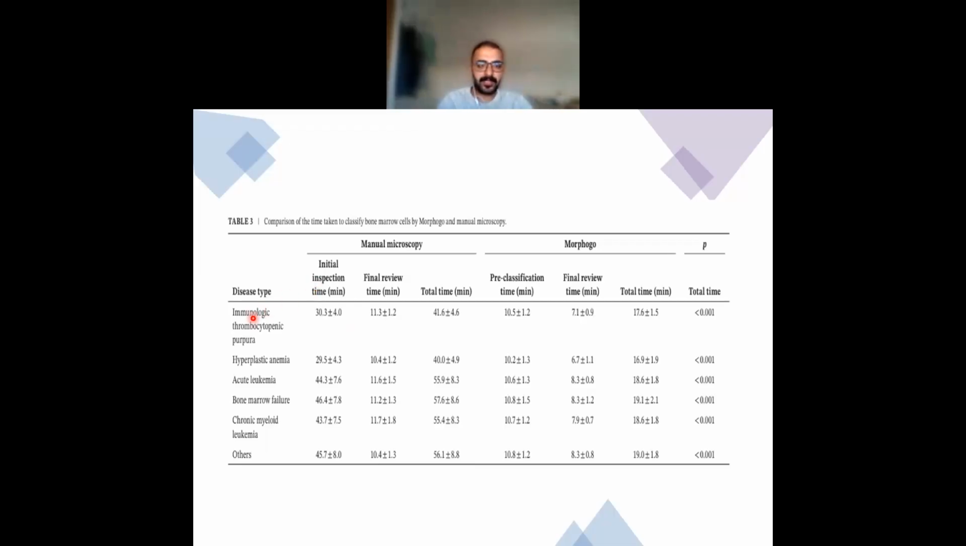For example, for immune thrombocytopenic purpura, the initial inspection takes 30 minutes and the final review about 11 minutes, which gives us the total time of 41 minutes. For the morphology system, it is different. The pre-classification time is 10 minutes, and the final review 7 minutes, and the total time is 70 minutes. So we have a big difference between the total time in manual microscopy and the Morphojo system.